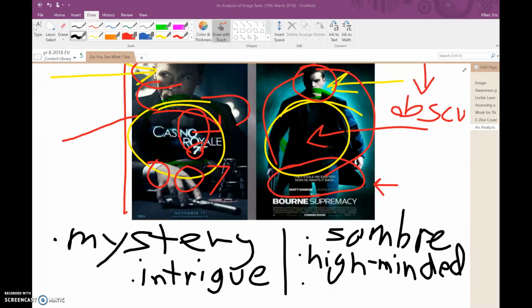Well, in this one here, this is in the Bond poster here. It's interesting because there are no indications of the actor's name, no details of the production. These are all in small print, by the way, down here in the Bourne Supremacy. Why does that happen?